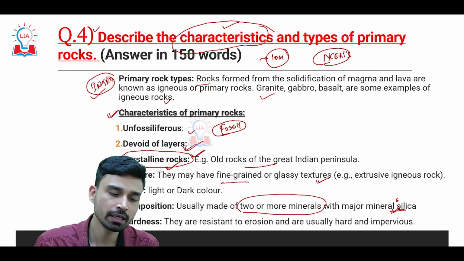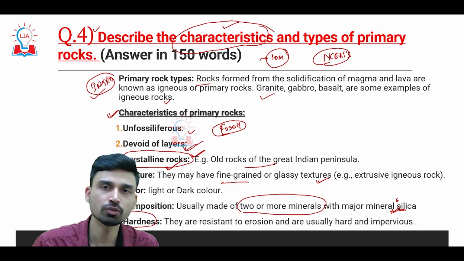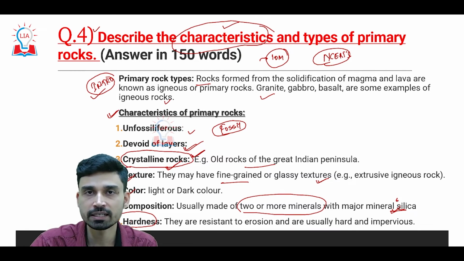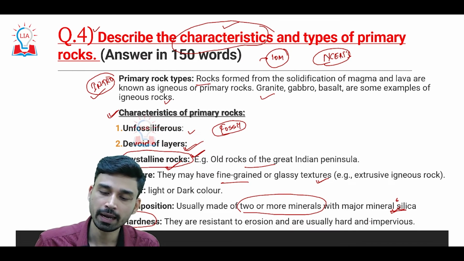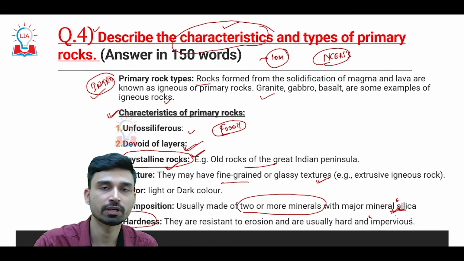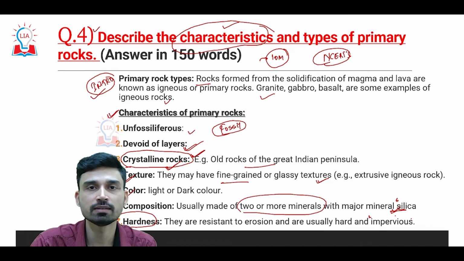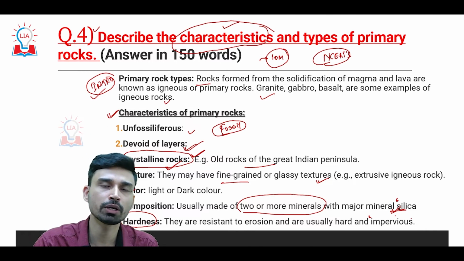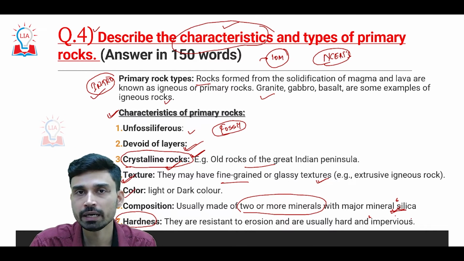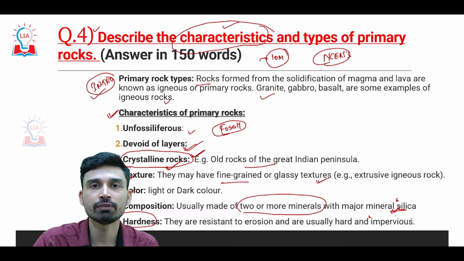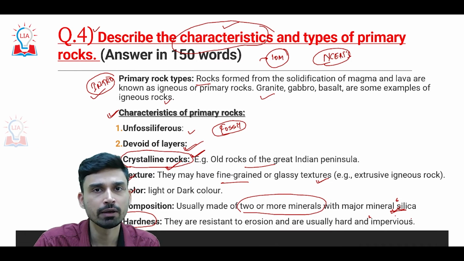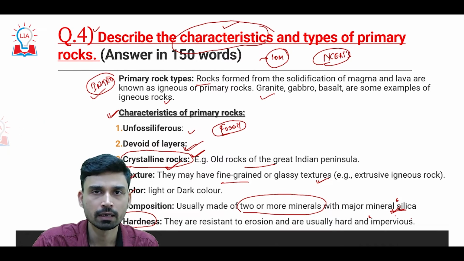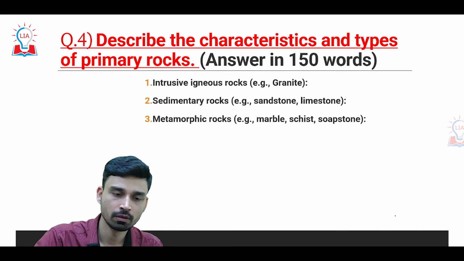The last point we can write about is the hardness of the rock. These rocks are very resistant to erosion. They are hard layered rocks and also impervious in nature. Impervious means there are no pores in this rock, and that is why even if rainfall happens, water is not able to percolate downward in the rock, and that is why we have the problem of water deficiency wherever we have such kind of rocks in the world, including India.